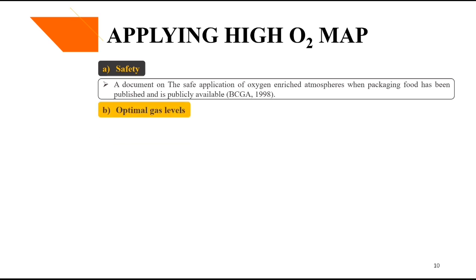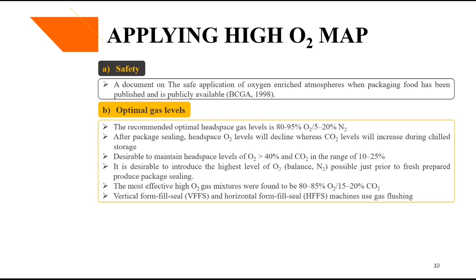Regarding optimal gas levels, based on CCFRA's practical experimental trials, the recommended optimal headspace gas level after produce is sealed is 80 to 95% oxygen and 5 to 20% nitrogen. To maximize the benefits of high oxygen MAP, it is desirable to maintain the headspace level of oxygen greater than 40% and carbon dioxide in the range of 10 to 25%.